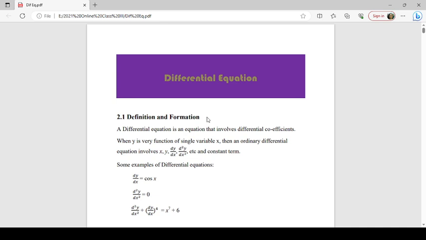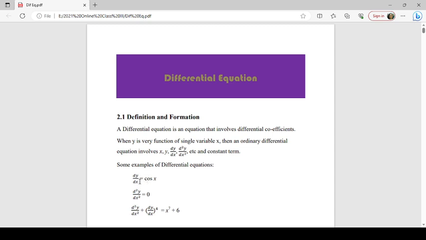A differential equation is an equation that involves differential coefficients. Differential coefficients are this one: dy/dx, with respect to x. Y is a function of x, and dy/dx we write as the differential coefficient of y with respect to x.